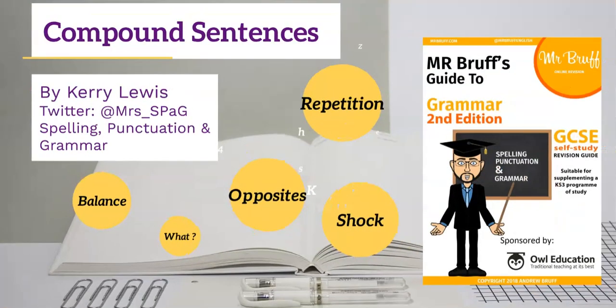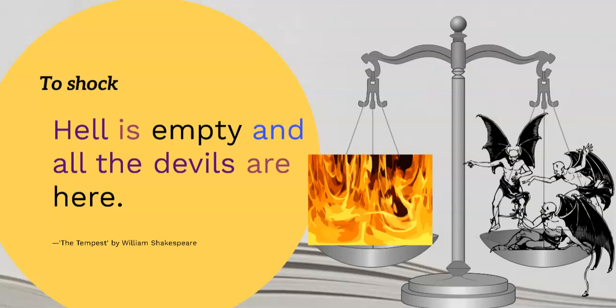In our next example, Shakespeare aims to shock his audience. Hell is empty and all the devils are here. This is a terrifying image because Shakespeare's audience lived in a more religious society than today. It's such a short compound sentence that it makes his message even more intense and frightening. It really captures the imagination.